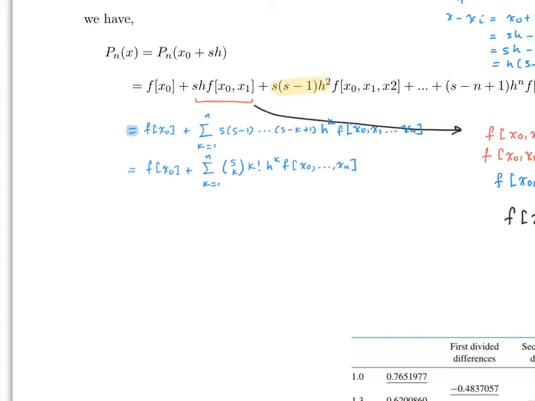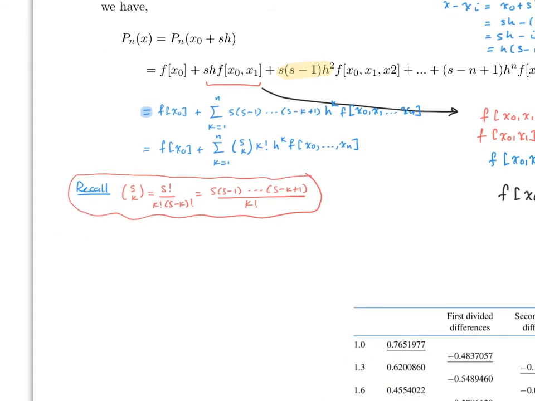So now recall from some of your previous math classes that s choose k is the same thing as s factorial over k factorial times s minus k factorial, and this is equal to s times s minus 1 all the way to s minus k plus 1, divided by k factorial. But again, the other form is usually more useful in practice, as you will see right now.